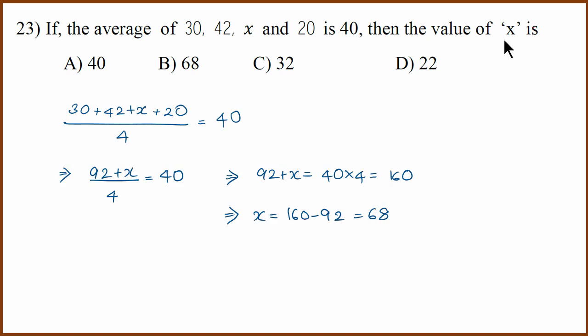You have to first write the formula. What is the formula? 30, 42 plus x plus 20 divided by 4 equals 40 ಅಂತ ಬರ್ಕೋಬೇಕು. Then if you simplify, you get 92 plus x divided by 4 is 40. ಅದನ್ನು simplify ಮಾಡಿದ್ರೆ 92 plus x equals 160, which means x equals 68. Correct answer is 68.